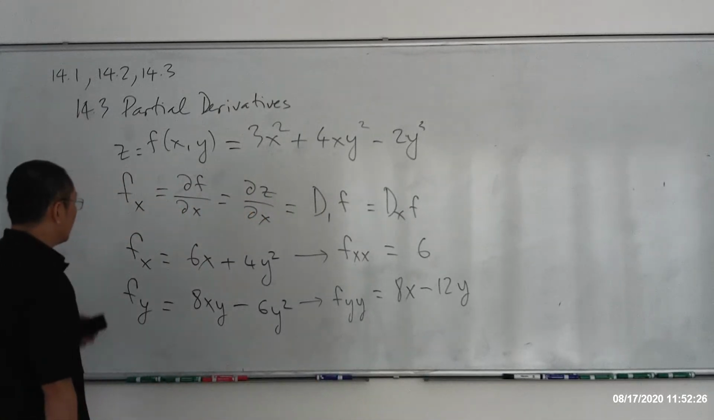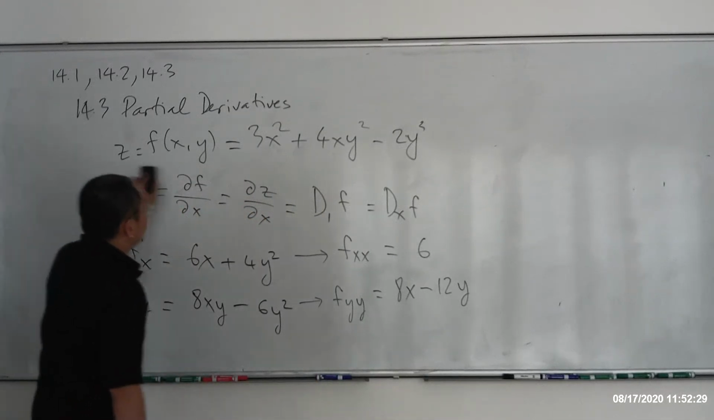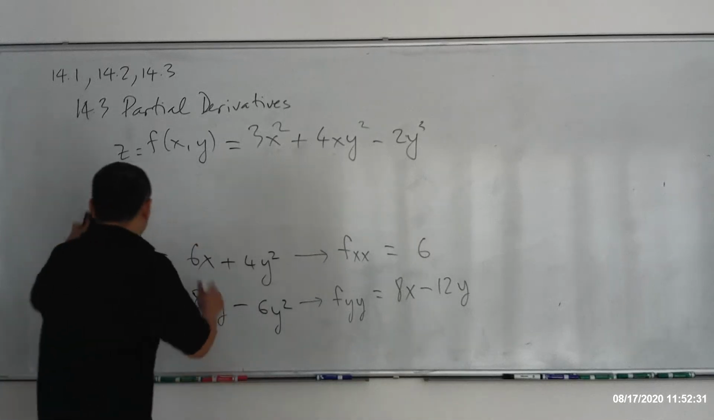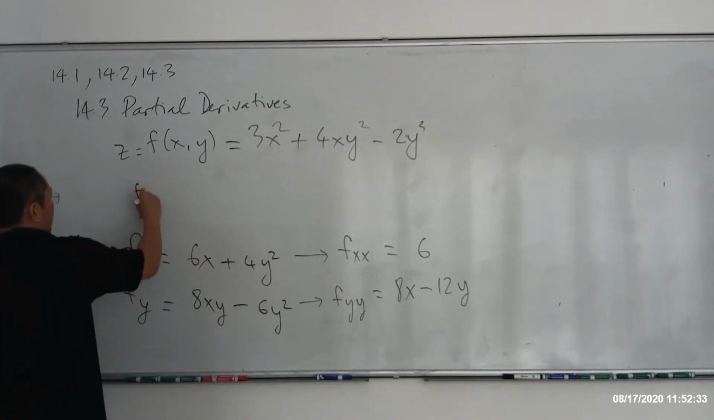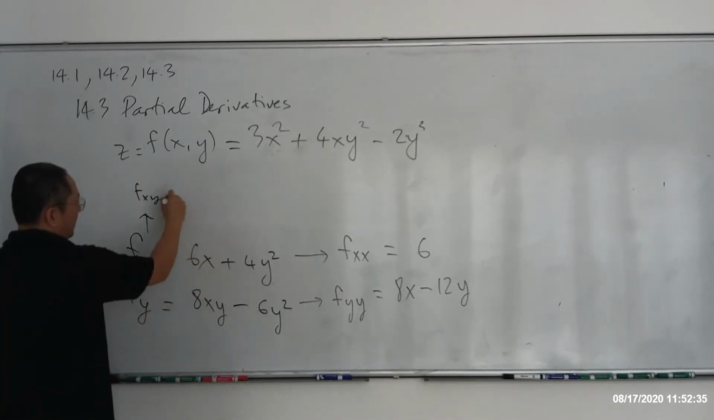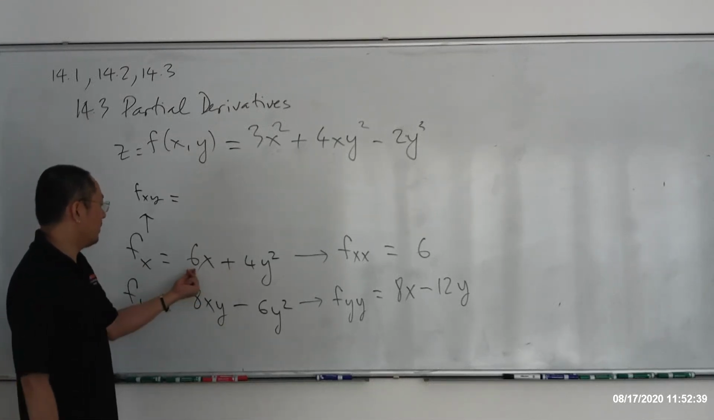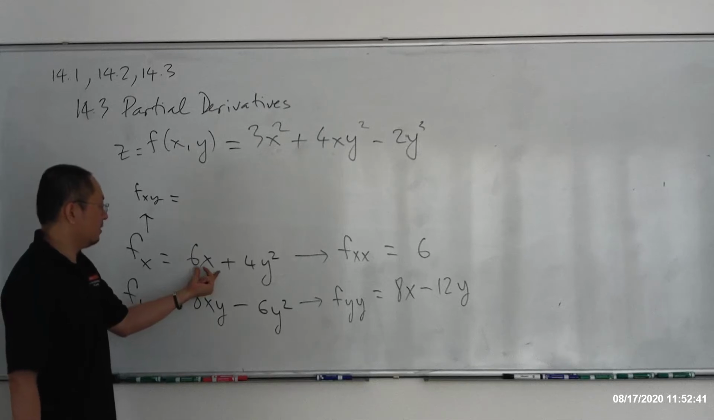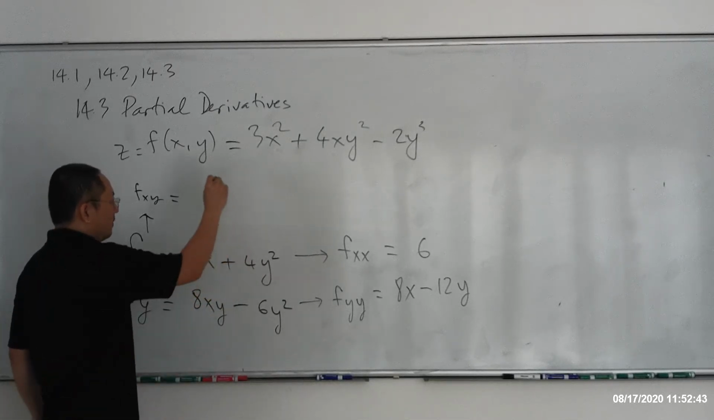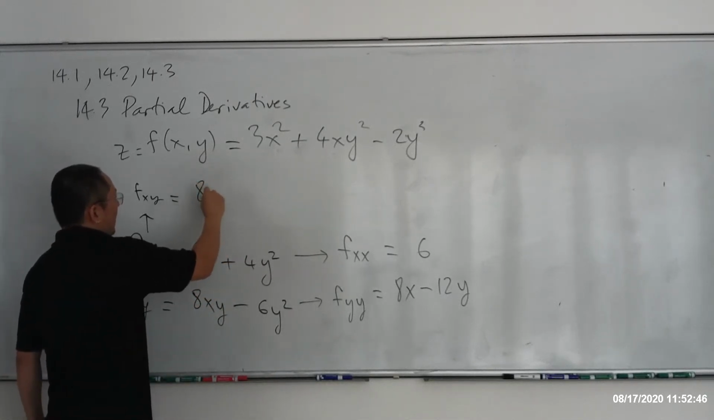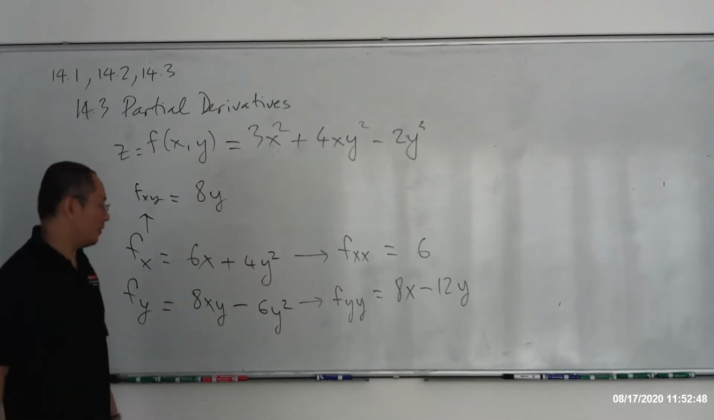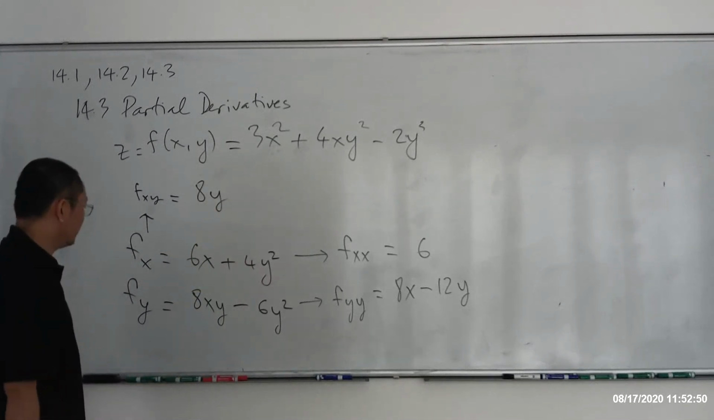Okay, how about this? What if I want to do f_xy? See, this is my f_x, right? For f_xy, now I have to take the derivative of this one with respect to y. See what happened? Now x is a constant, the derivative is 0. 4y squared, derivative is 8y, because I'm thinking of y as a variable. x is a constant. Okay?